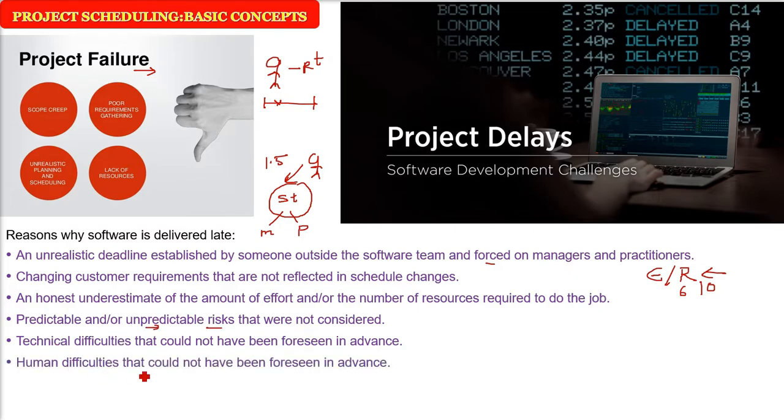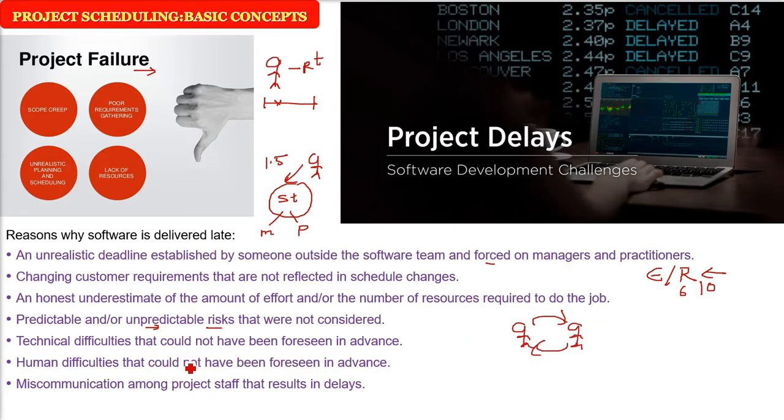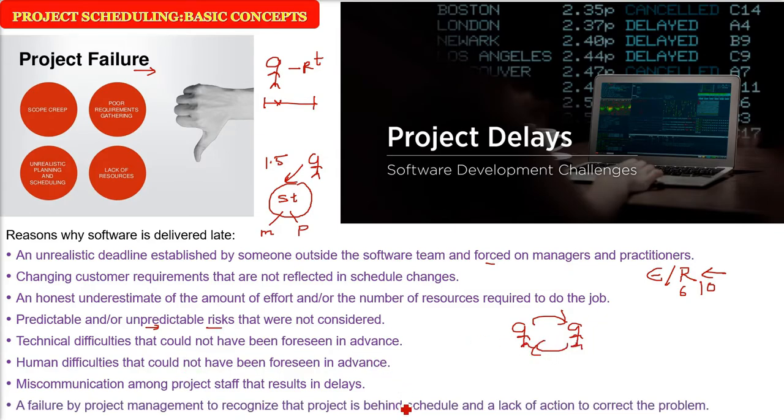People, humans, some may get ill, some may leave the job, there are so many things which can happen. Sometimes there is miscommunication. There is a hierarchy in the project team, so someone will say something and the message is not delivered properly.